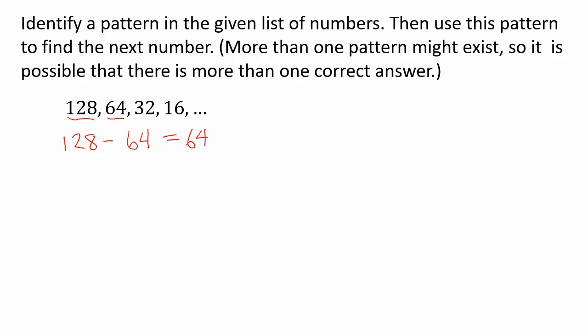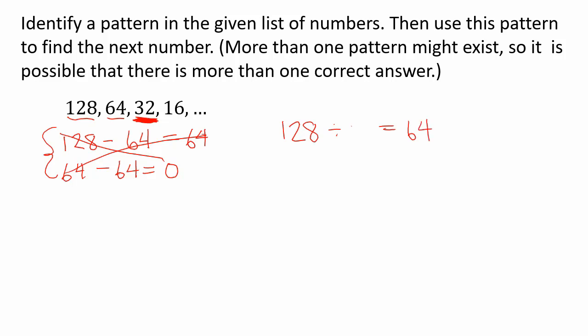And apply it to see if that's what's giving us this pattern. We would apply 64 minus 64, which is equal to 0. But our term after 64 is not 0, it's equal to 32. So subtraction is not being used to generate this pattern. So let's try division. 128 divided by which number is equal to 64? Well, if I divide 128 by 2, I get 64.